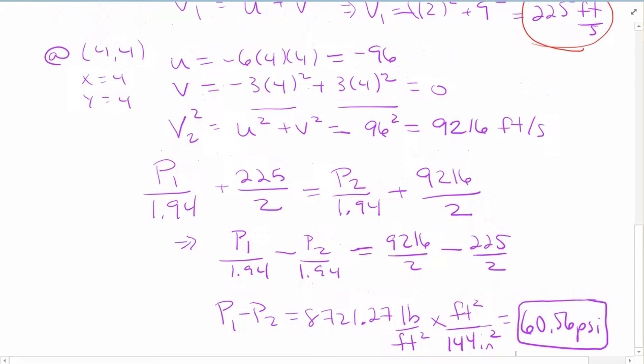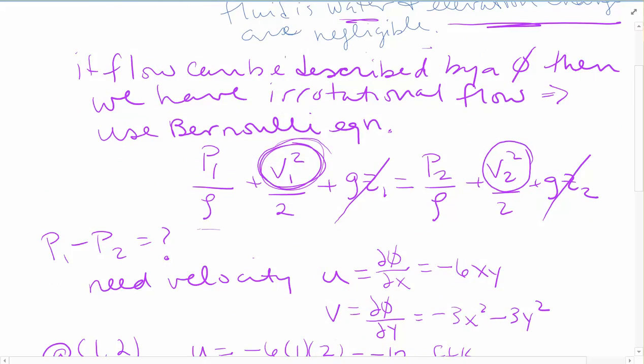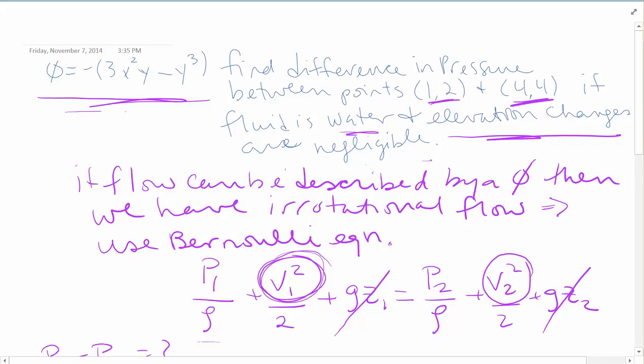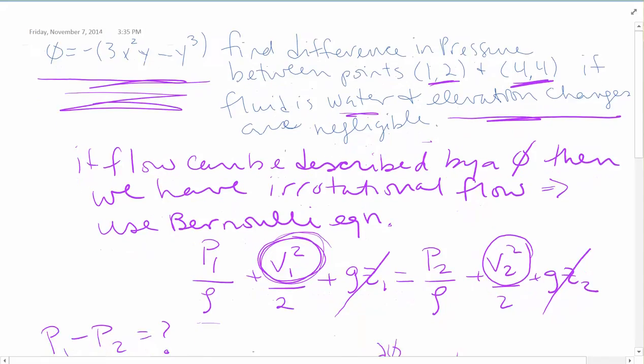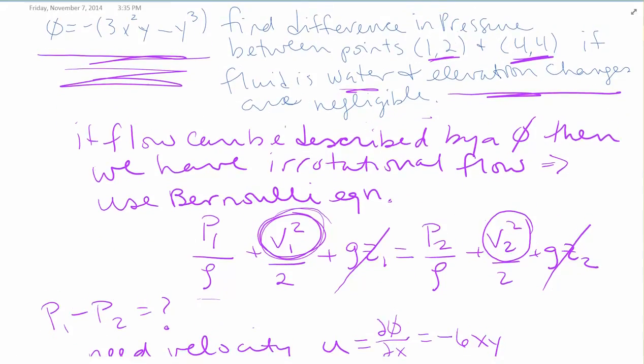And we found that using the velocity potential right here. So the key to this problem is realizing that if you can describe a flow with phi, that we have irrotational flow, which allows you to use Bernoulli's equation.